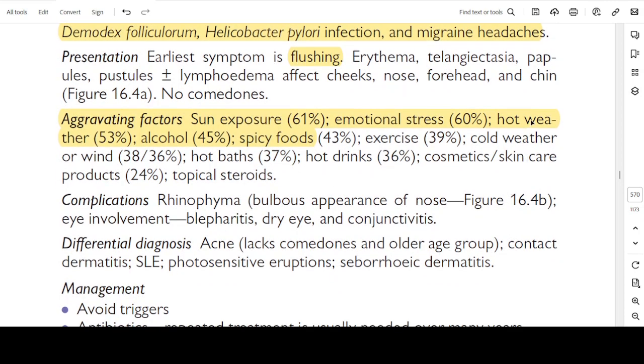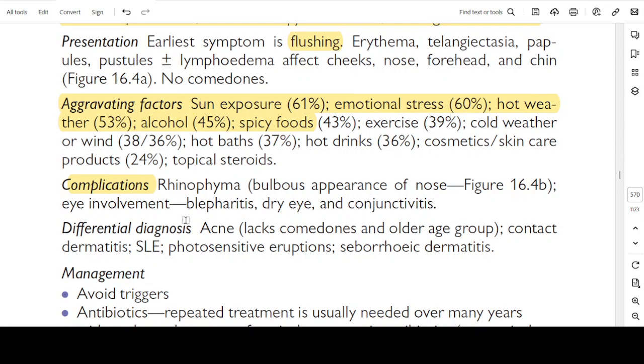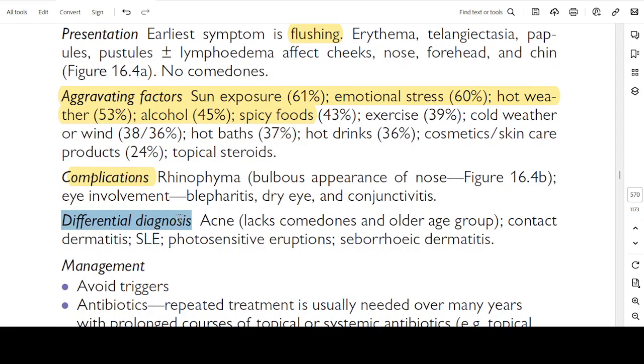So whether it is hot weather or cold weather or wind, hot baths, hot drinks, cosmetics, skincare products, spicy food, alcohol, stress and sun exposure, these are the aggravating factors. Complications: rhinophyma, bulbous appearance of the nose, eye involvement, blepharitis and dry eye, conjunctivitis. Differential diagnosis: acne, which lacks the comedones and is in an older age group, contact dermatitis, SLE, photosensitive eruptions, seborrheic dermatitis. These are all seen on the face and they are differential diagnosis for rosacea.